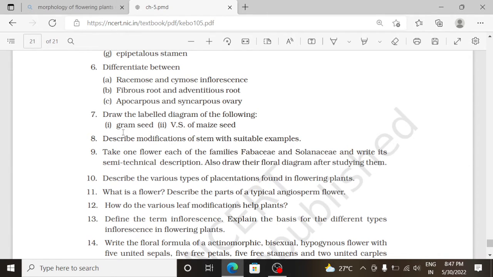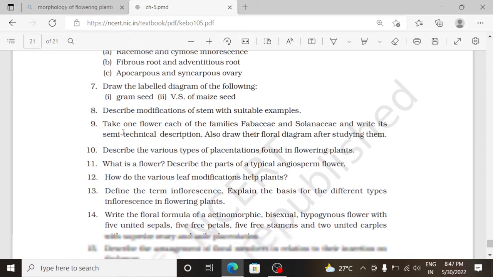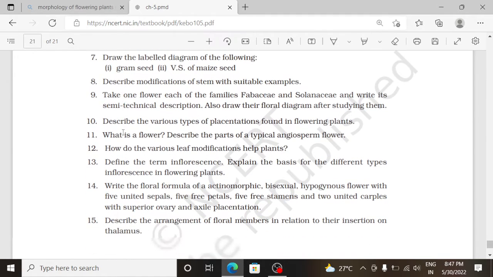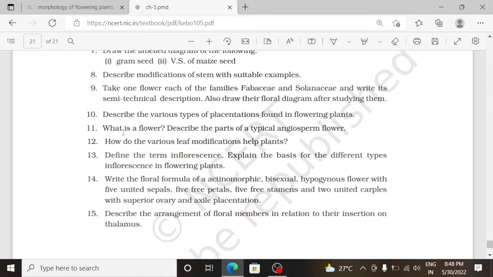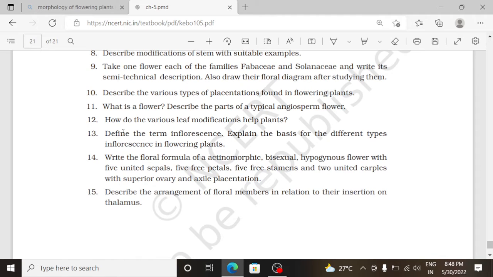Ninth, take one flower each of families Fabaceae and Solanaceae and write its semi-technical description. Also draw their floral diagram after studying them. 10th, describe the various types of placentations found in flowering plants. 11th, what is a flower? Describe the parts of a typical angiosperm flower. 12th, how do the various leaf modifications help plants?